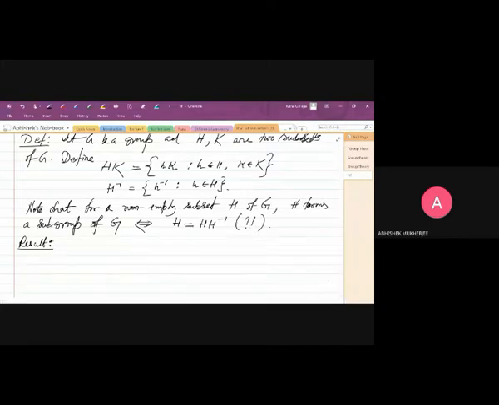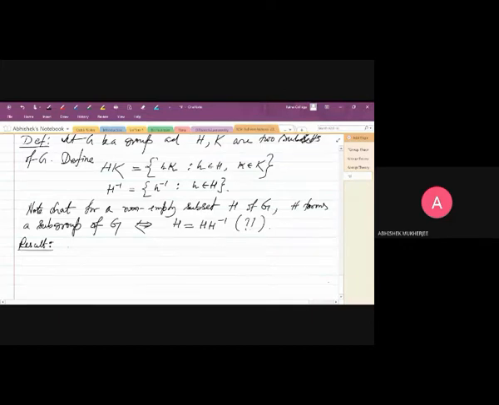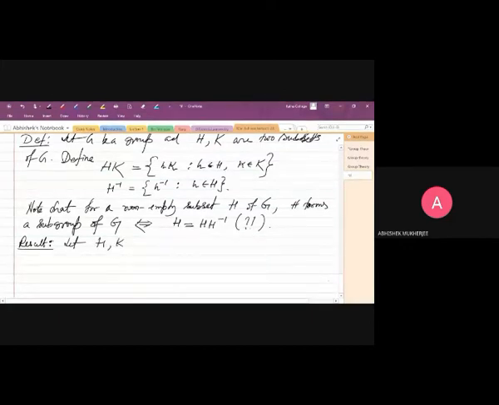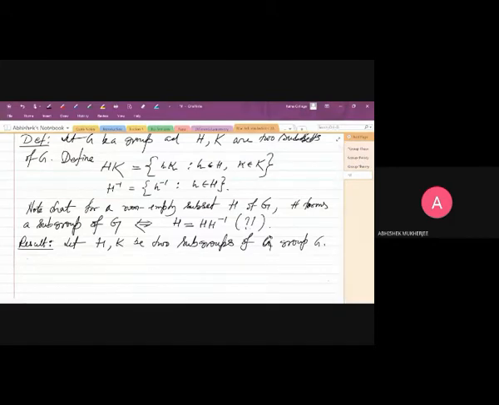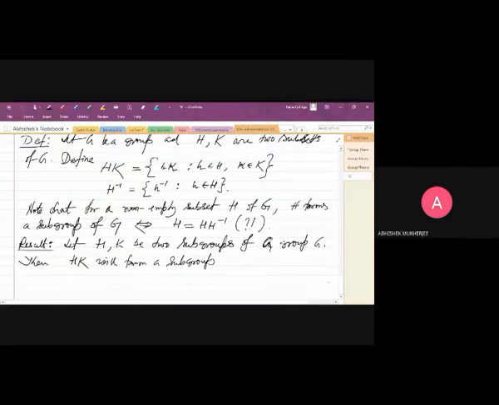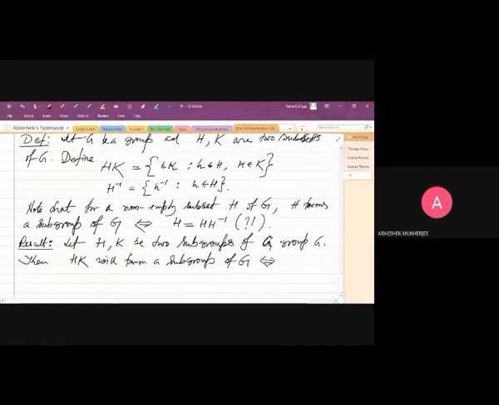What is the result? Now taking two subgroups, let H, K be two subgroups of a group G. Then HK will form a subgroup of G if and only if HK equals KH. So that is a very nice property.